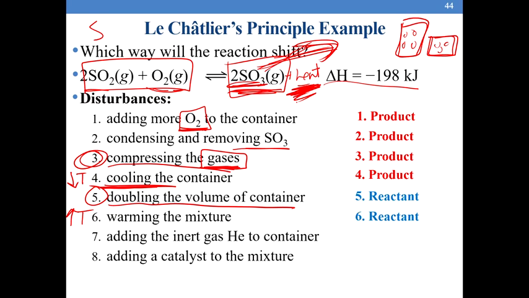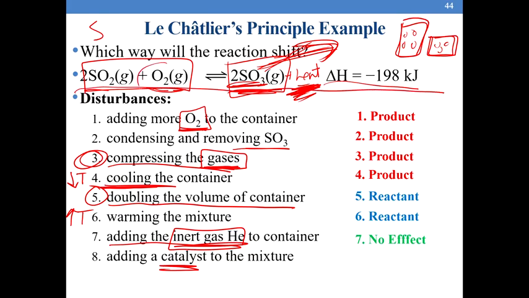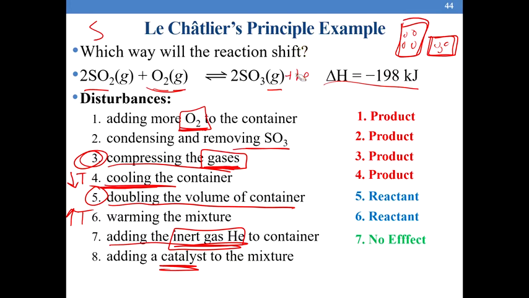And number 7, adding an inert gas, helium, to the container. He's not even part of the chemical reaction, and he's not going to react with anybody in there. That has no effect. Not going to do anything. Adding a catalyst. I would have to tell you somehow in the provided reaction that the oxygen acts as a catalyst or something like that. I would have to tell you that this reaction takes place with a certain catalyst in order for you to be able to say whether a catalyst has an effect. And since that's not provided, there is no effect for adding the catalyst.